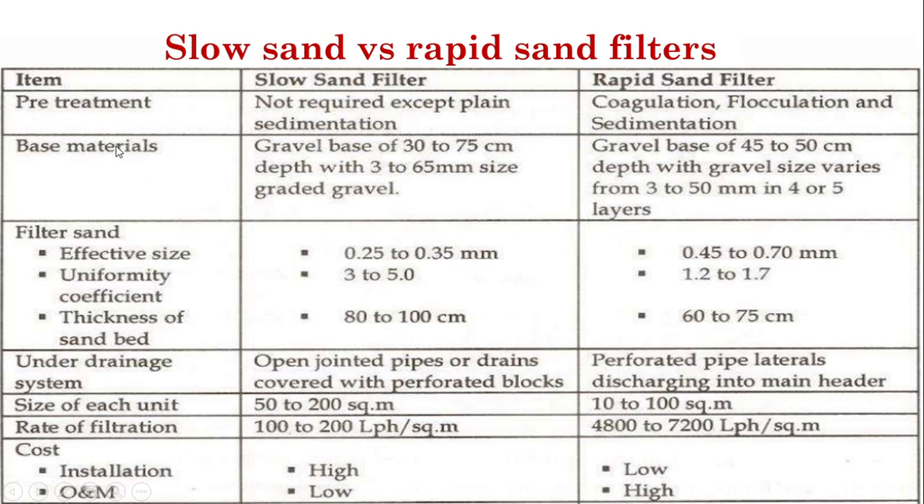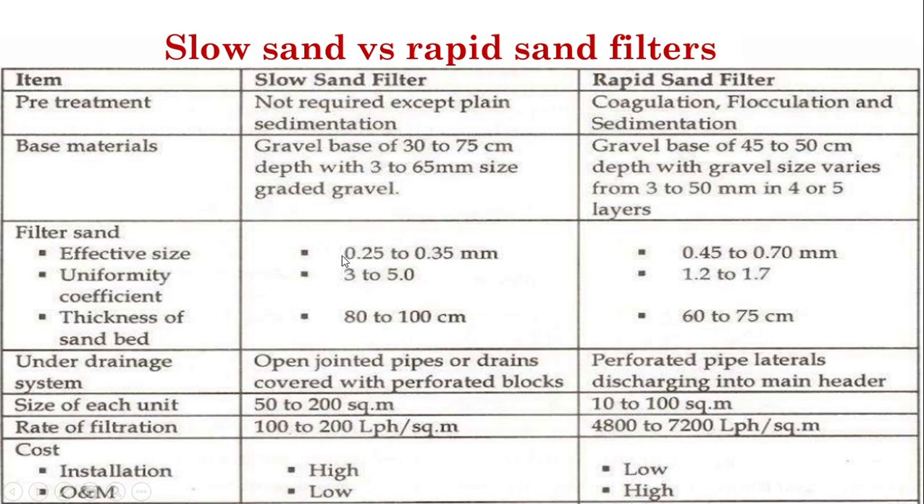The base material is gravel, with a depth of 30 to 75 centimeters for slow sand. In the case of rapid sand, it is 45 to 50. The depth is lesser and the size is also lesser. For filter sand, the effective size is 0.2 to 0.35 for slow sand, but for rapid sand it is larger. So larger sand particles are used in the rapid sand filter. The uniformity coefficient for slow sand is 3 to 5, while here it is 1.2 to 1.7. Uniformity coefficient is lesser for rapid sand.